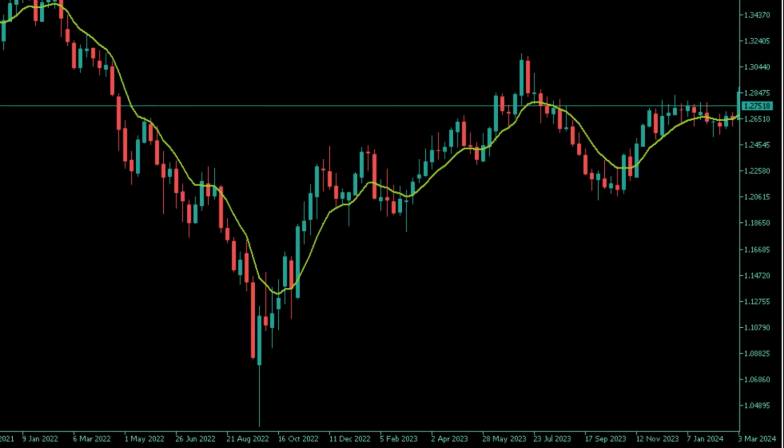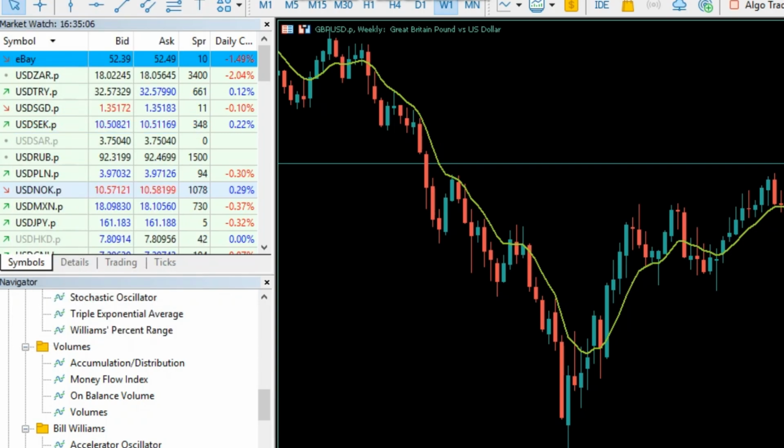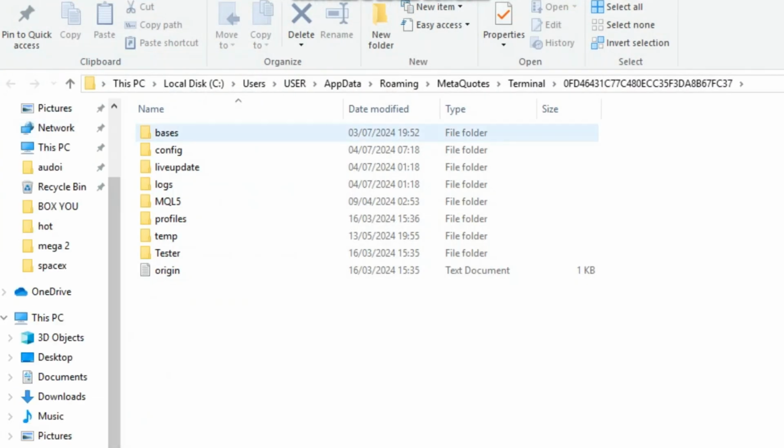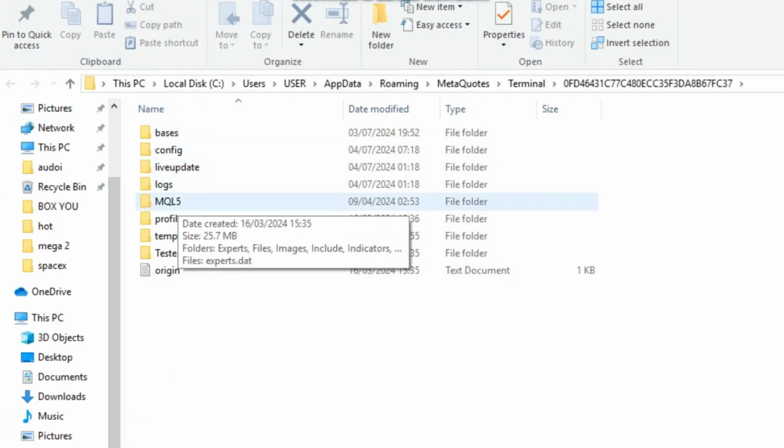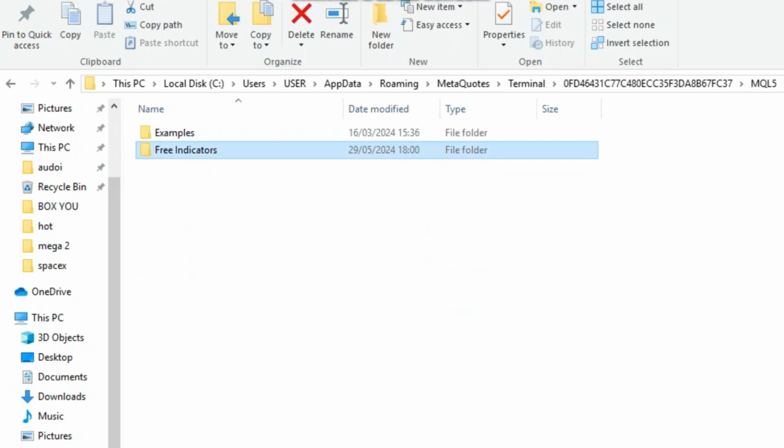First, fire up your trading platform, head to the File tab and select Open Data Folder. Navigate to the MQL5 and then Indicators folder. Copy and paste the indicator into this folder and then restart the platform. Now drag and drop the Megatron indicator onto the asset you want to trade.